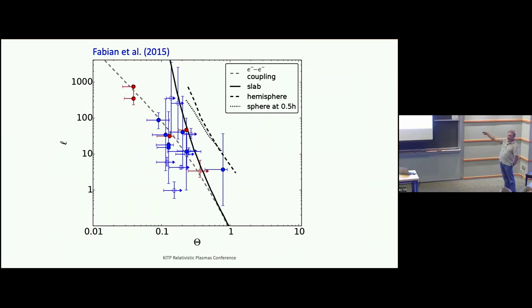So we in the community are taking that as being pretty good evidence that these coronae are actually respecting the pair production limit relevant in this corona.